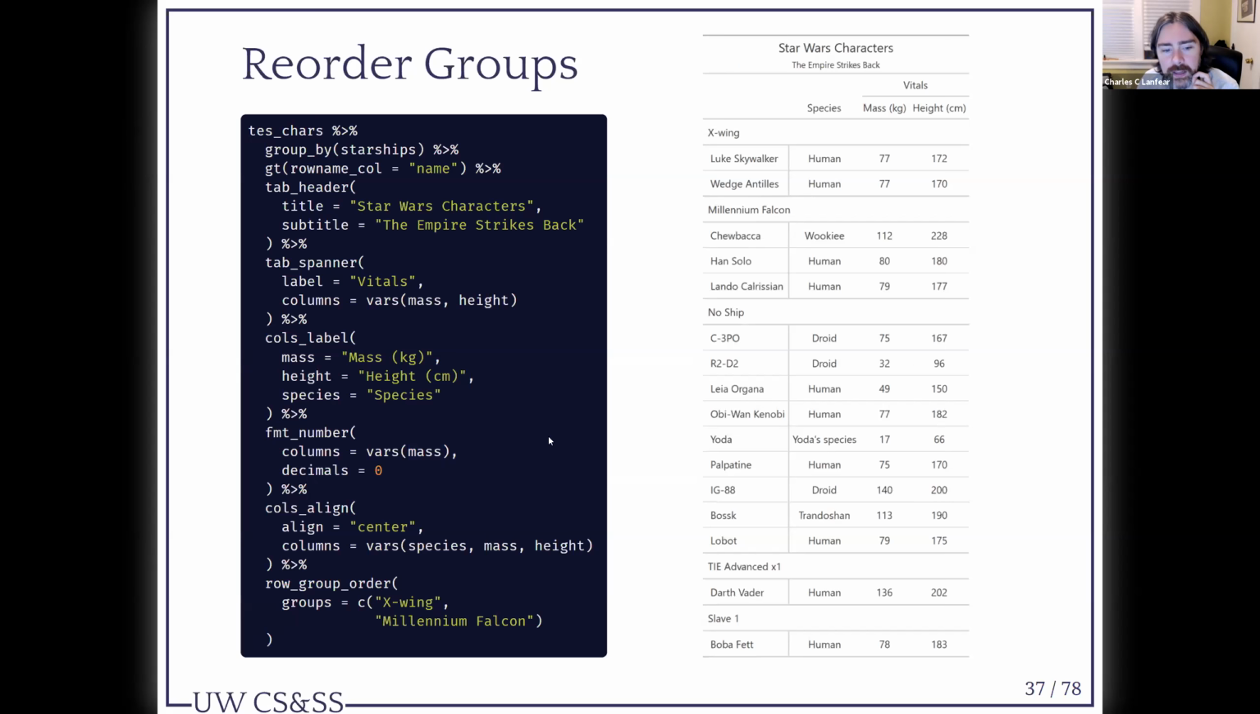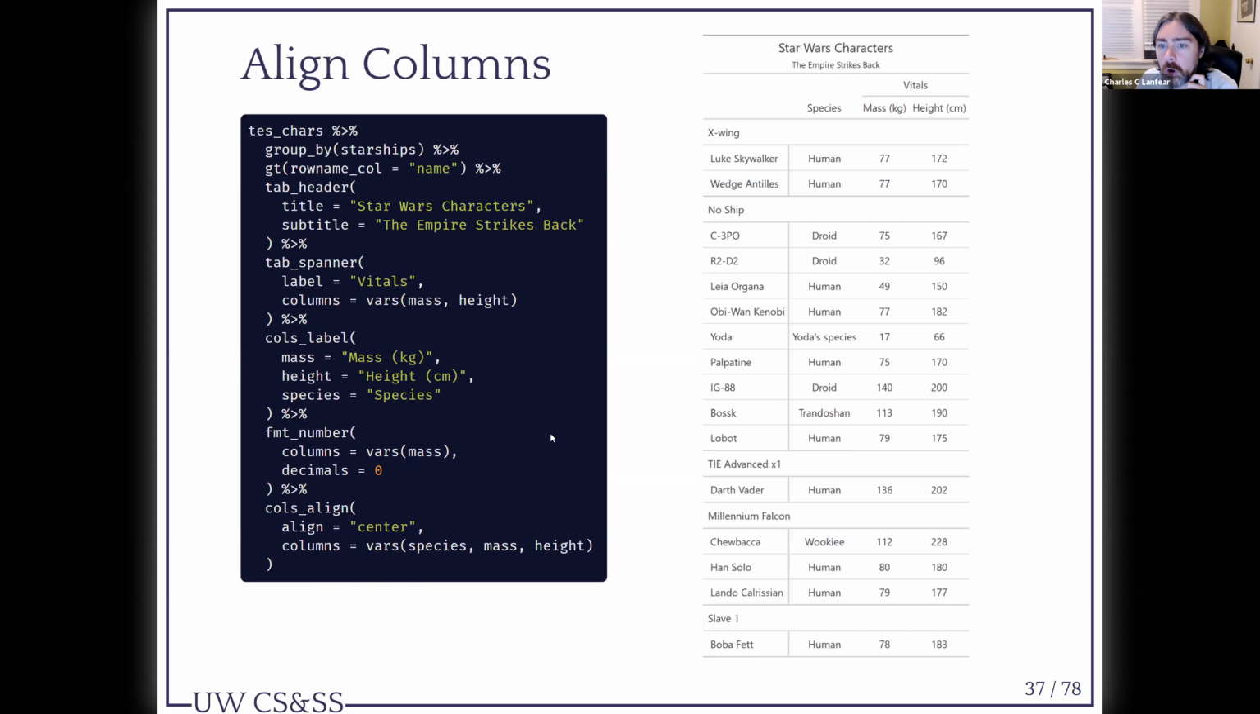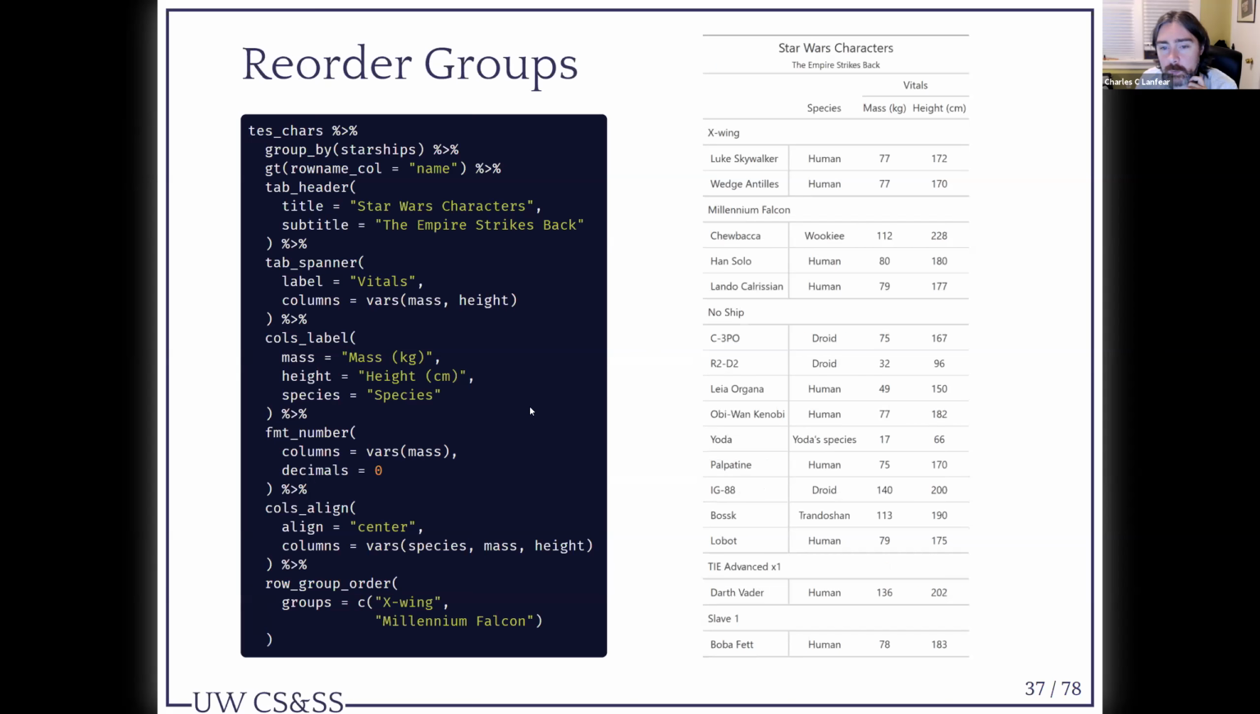Okay, one last thing I want to do. I could reorder all of the column groups in here. So a group is something like X-Wing, No Ship, TIE Advanced. I say I want the X-Wing and the Millennium Falcon to come first. So I'm going to say here, row group order should be groups, X-Wing, and Millennium Falcon. Kind of like the factor releveling functions in forcats. You just can name specific ones, in this case, X-Wing and Millennium Falcon. It moves these to the front and leaves everything else in the same order. So here, X-Wing and Millennium Falcon are jumped to the front. The other ones are just left in their original order.